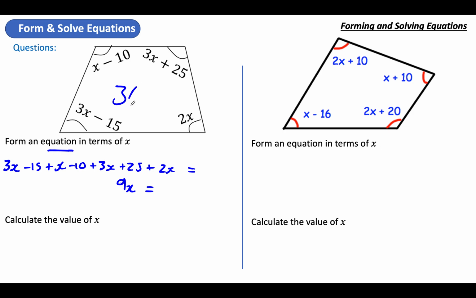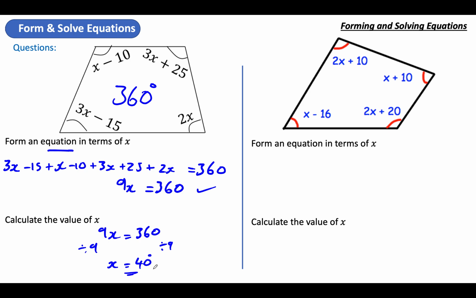But this is a four-sided shape, so they all add up to 360 degrees. So that is my equation. Now calculate the value of x. Well, this one's a bit easier than some of the others now. All I need to do is divide by 9, because I don't want 9x, I only want 1. 36 divided by 9 is 4. So 360 divided by 9 must be 40.